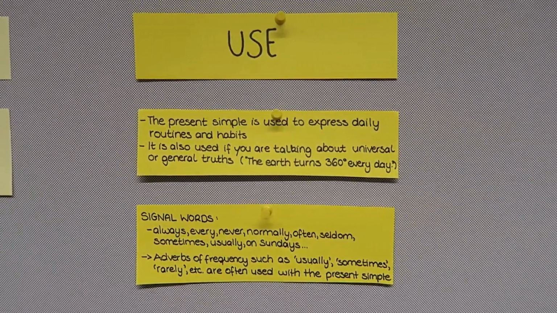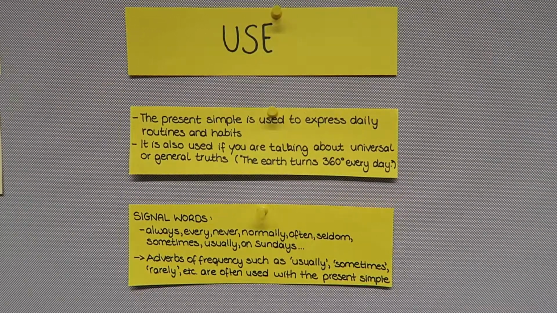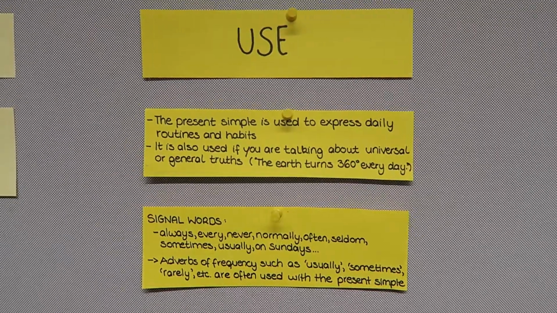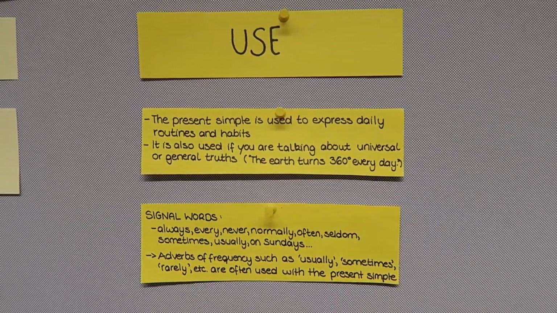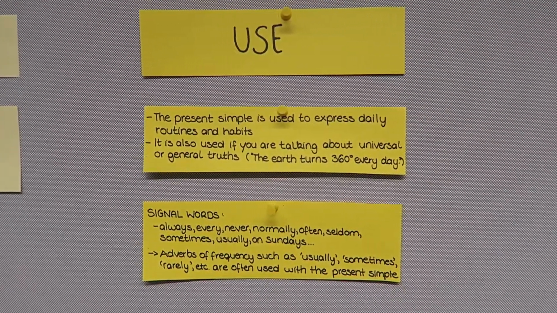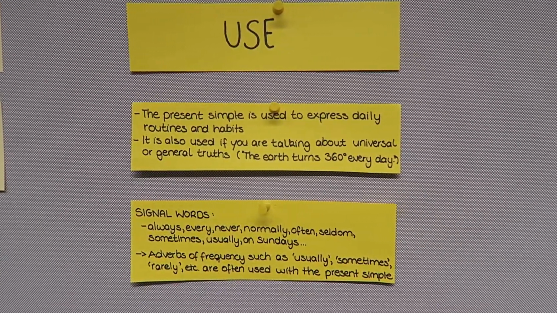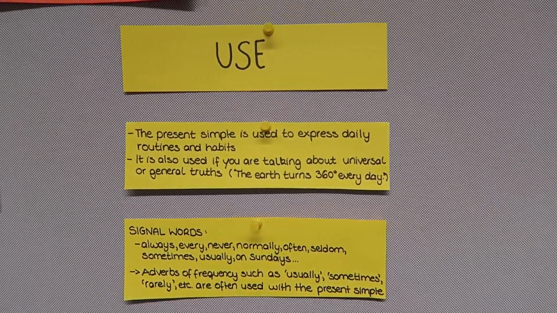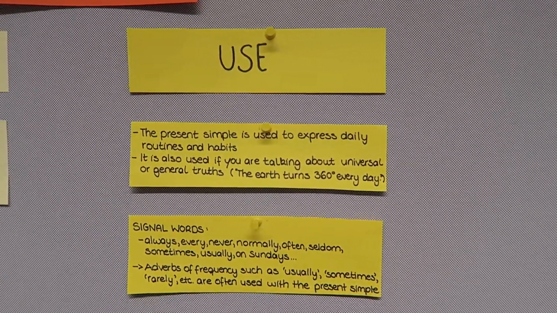Now let us have a look at the use of this tense. The present simple is used to express daily routines and habits, as well as to talk about universal or general truths, such as the Earth turns 360 degrees every day. The signal words are always, every, never, normally, often, seldom, sometimes, usually, on Sundays, and so on. Adverbs of frequency such as usually, sometimes, rarely, etc. are often used with the present simple.